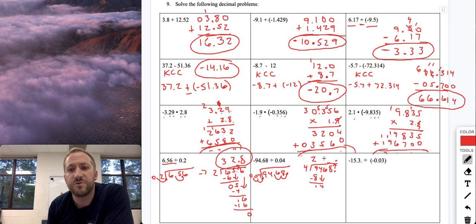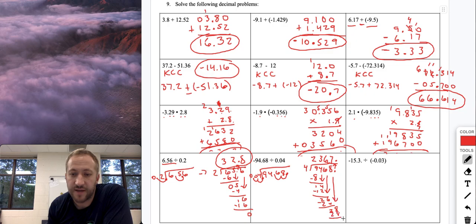4 into 14, that goes 3 times. 4 times 3, that's 12. Subtract and get 2. Bring down the next number. 4 into 26, that goes 6 times. 4 times 6 is 24. Subtract and get 2. Bring down the next number. 4 into 28, that goes 7 times. 4 times 7 is 28. I'll subtract. Get 0. Oh, great. No remainder. Perfect. So 23.67 is my number. There's my decimal right there. I don't have to keep going or add zeros because it ended with no remainder.